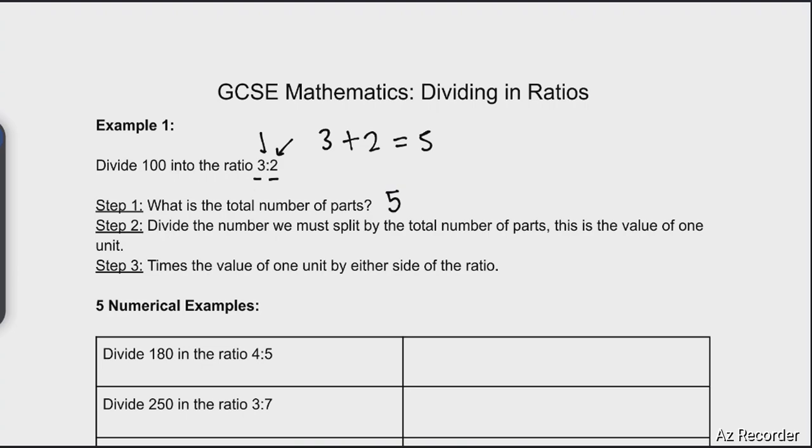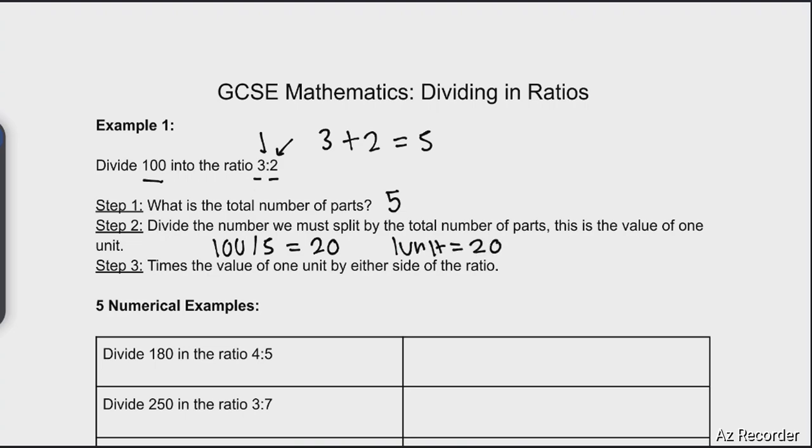And then we want to divide the number we must split by the total number of parts. So the number we must split is 100, by the total number of parts, which is 5. So we do 100 divided by 5, and that's equal to 20. So that means that if 5 units is equal to 100, then 1 unit is equal to 20.